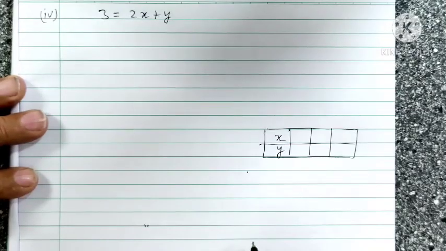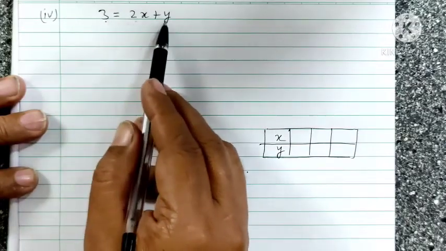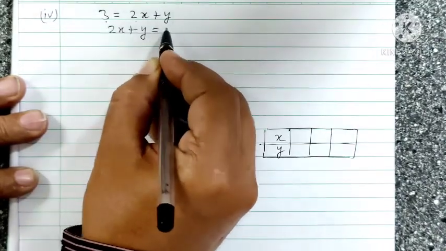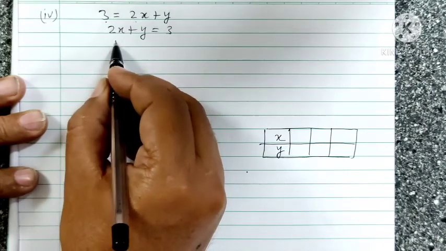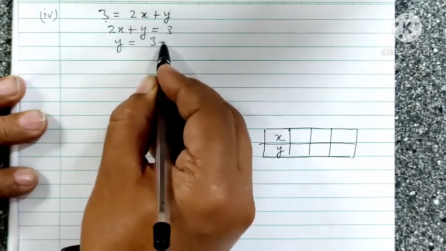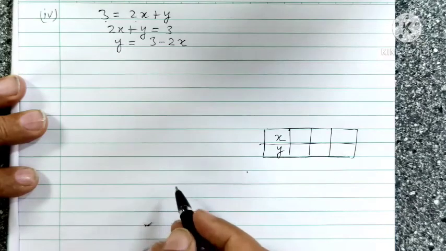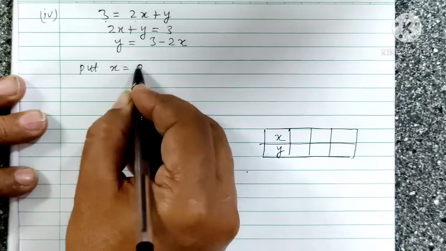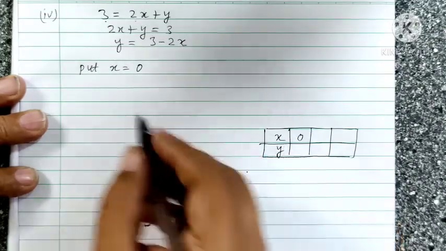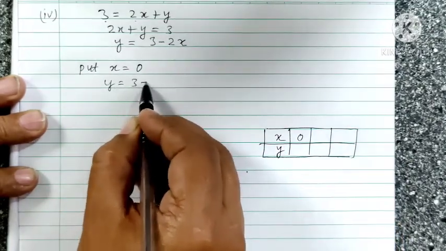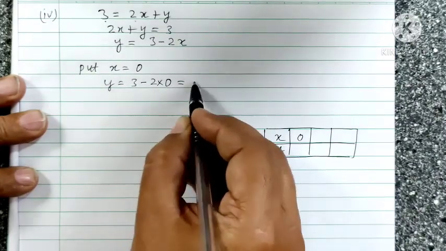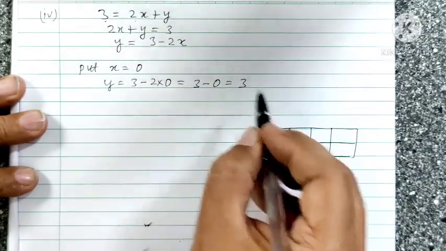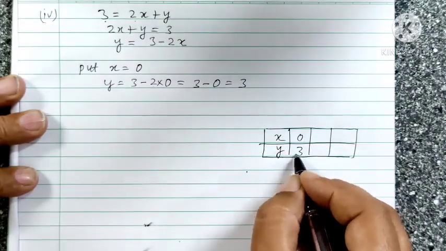Let us solve the fourth part. 3 equals 2x plus y. This can be written in the form 2x plus y equals 3, and that can further be written as y equals 3 minus 2x. Now we'll put the value of x equals 0. So we'll get y equals 3 minus 2 into 0. 3 minus 2 into 0 is 0. 3 minus 0 is 3. So the first solution that we have got is (0, 3).